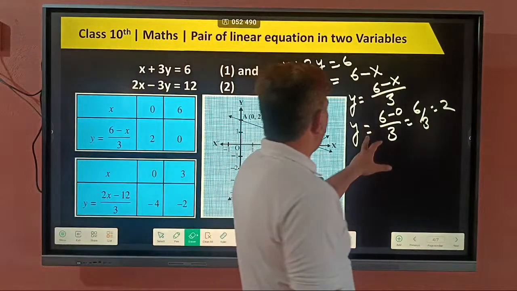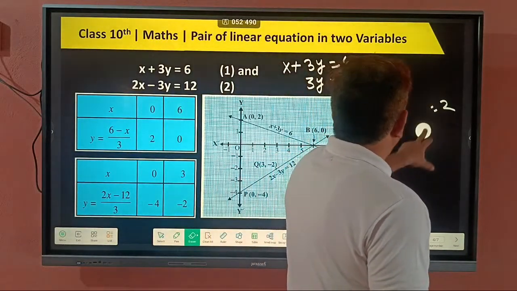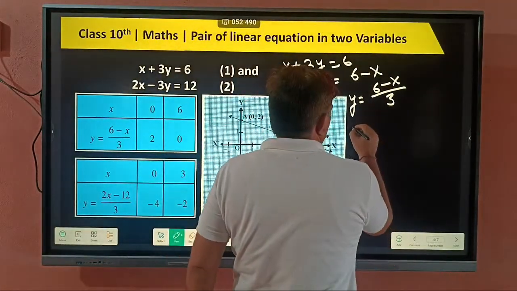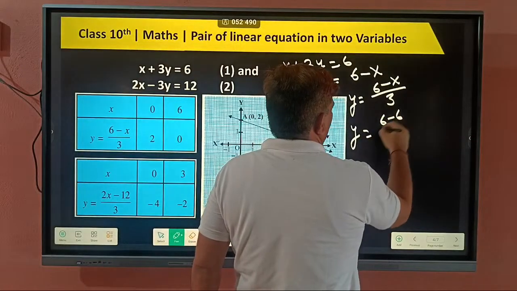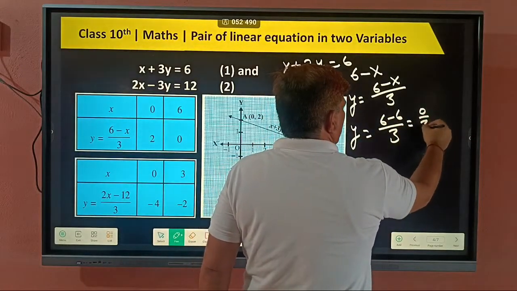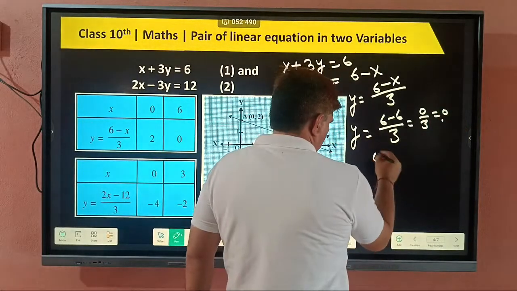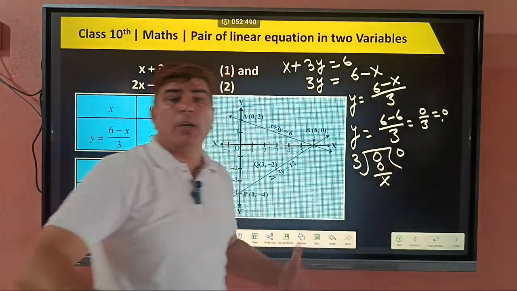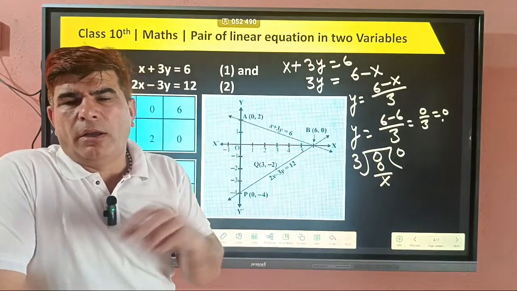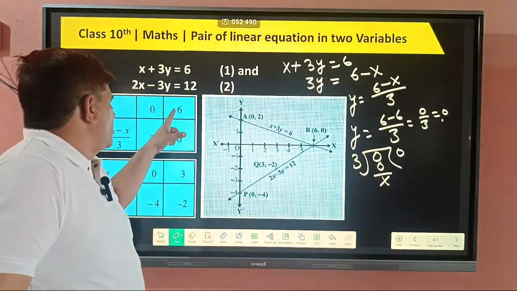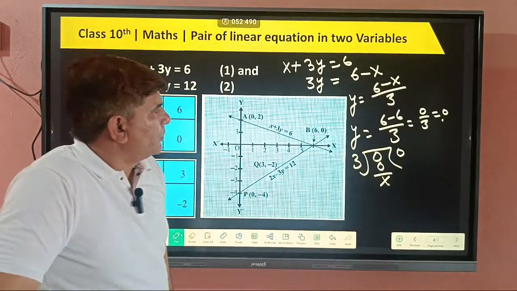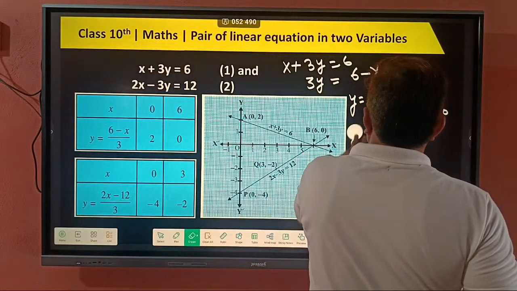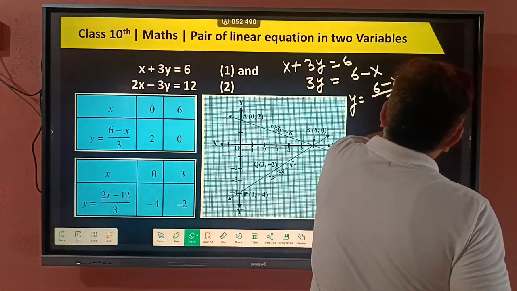Then next we take x equal to 6. If x equals 6, y is equal to 6 minus 6 by 3, so 0 by 3, which is equal to 0. Check one time: 0 divided by 3 is 0, while something divided by 0 is infinite. So at x equal to 6, y becomes 0. Fine. Now you can take another equation.